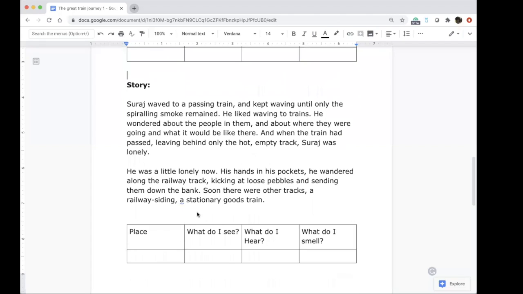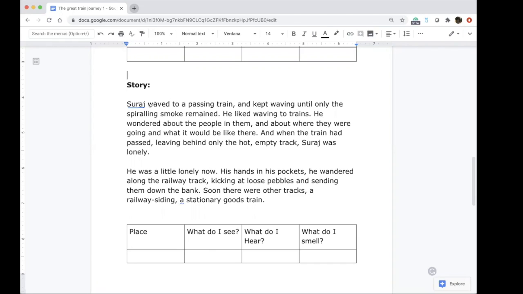So let's start with the first paragraph. Suraj waved to a passing train and kept waving until only the spiraling smoke remained. Okay, there is a person called Suraj. Who is the person? There is a person called Suraj.